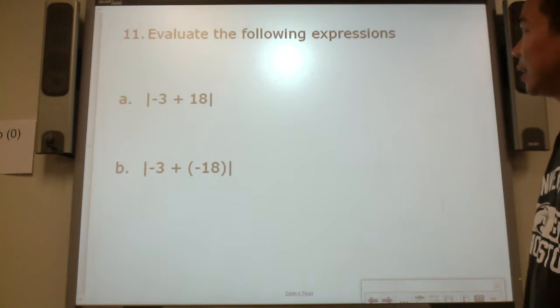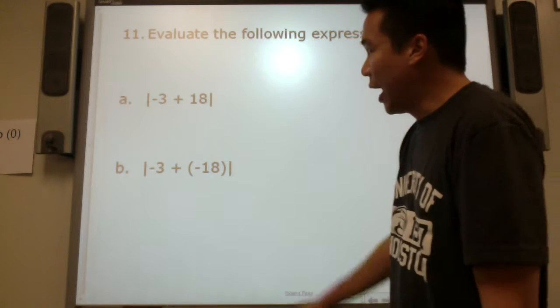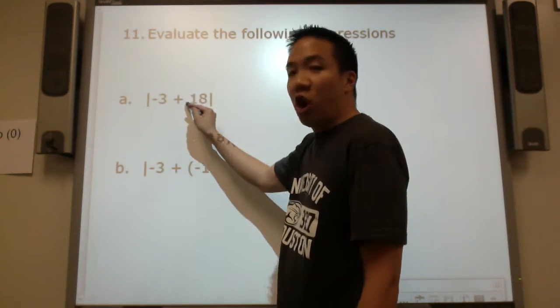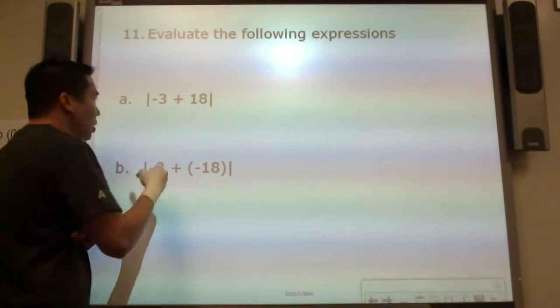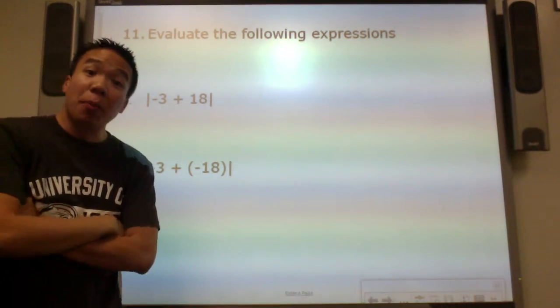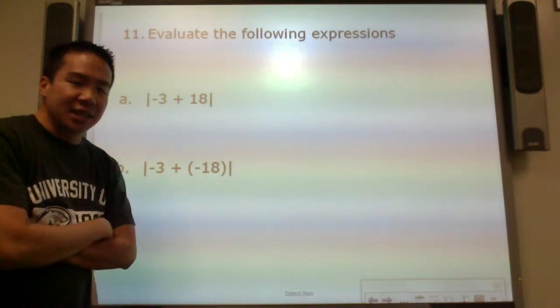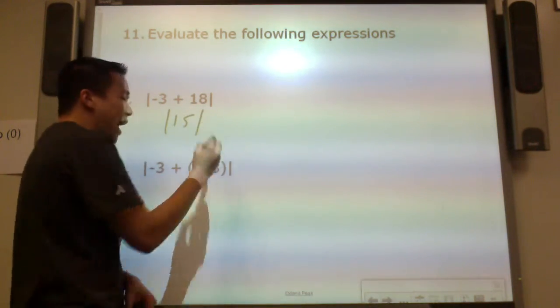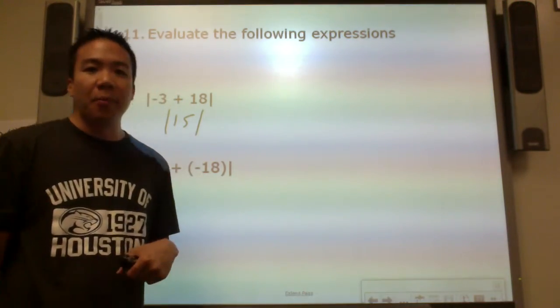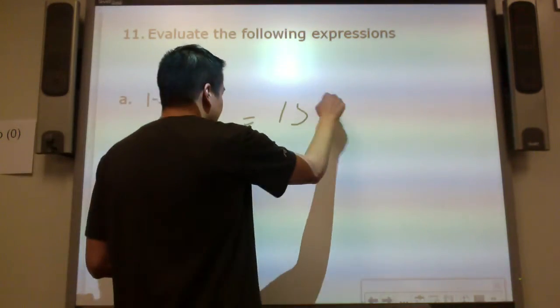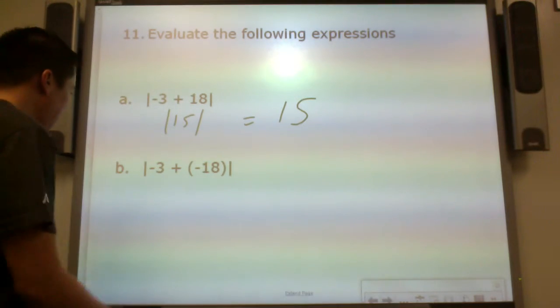Last but not least, number 11. Let's solve what's inside the absolute value bar. You have 3 negatives. You're going to put it with 18 positives. Do you have more positive, more negative? More positive. So what's the absolute value of 15? How far is 15 from 0 on a number line? 15 units away. B.